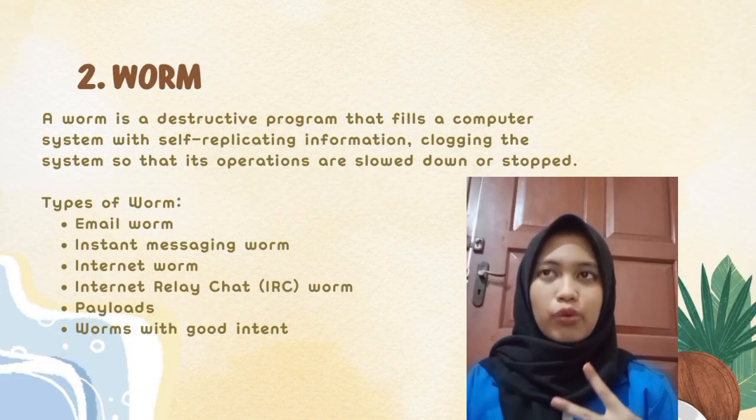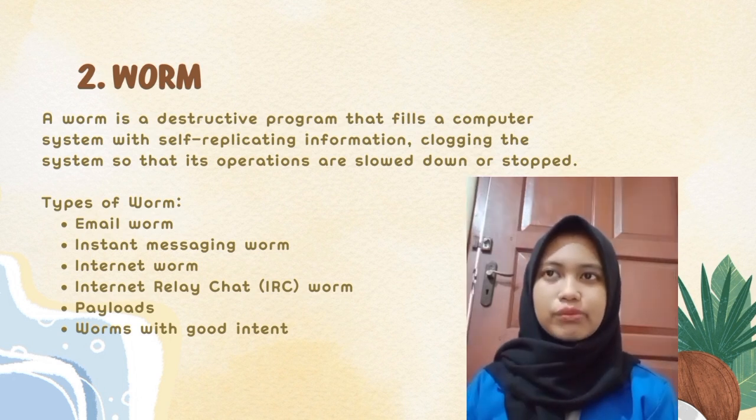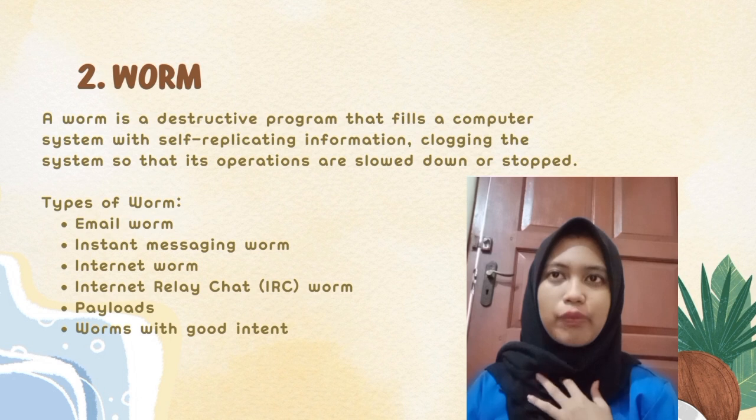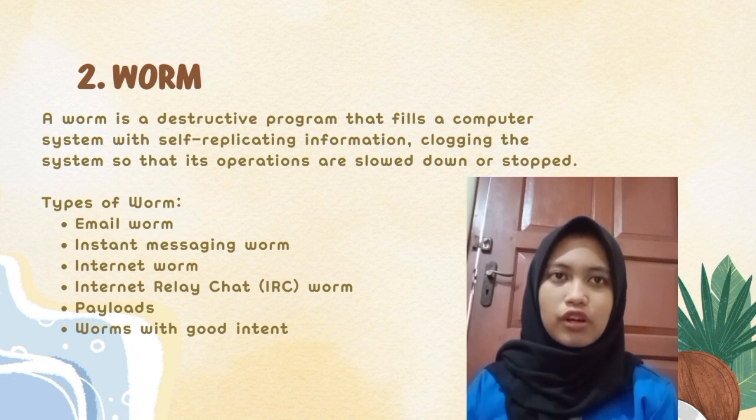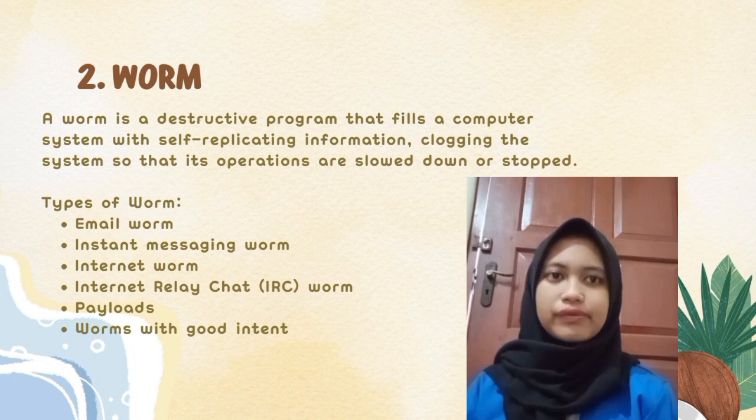2. We have worm. A worm is a destructive program that fills a computer system with self-replicating information, clogging the system so that its operations are slowed down or stopped. The types of worm are email worm, instant messaging worm, internet relay chat (IRC) worm, payload worm, and worm with good intent.